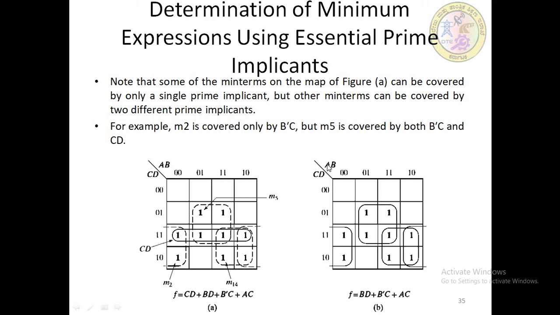And note that the minterms are covered. Here we are trying to have one more example. Note that some of the minterms in the map in figure A are covered only by a single prime implicant, this one, but the other minterms are covered by two different implicants. For example, M2 is covered only by B bar C, but M5 is covered by B bar C and CD.